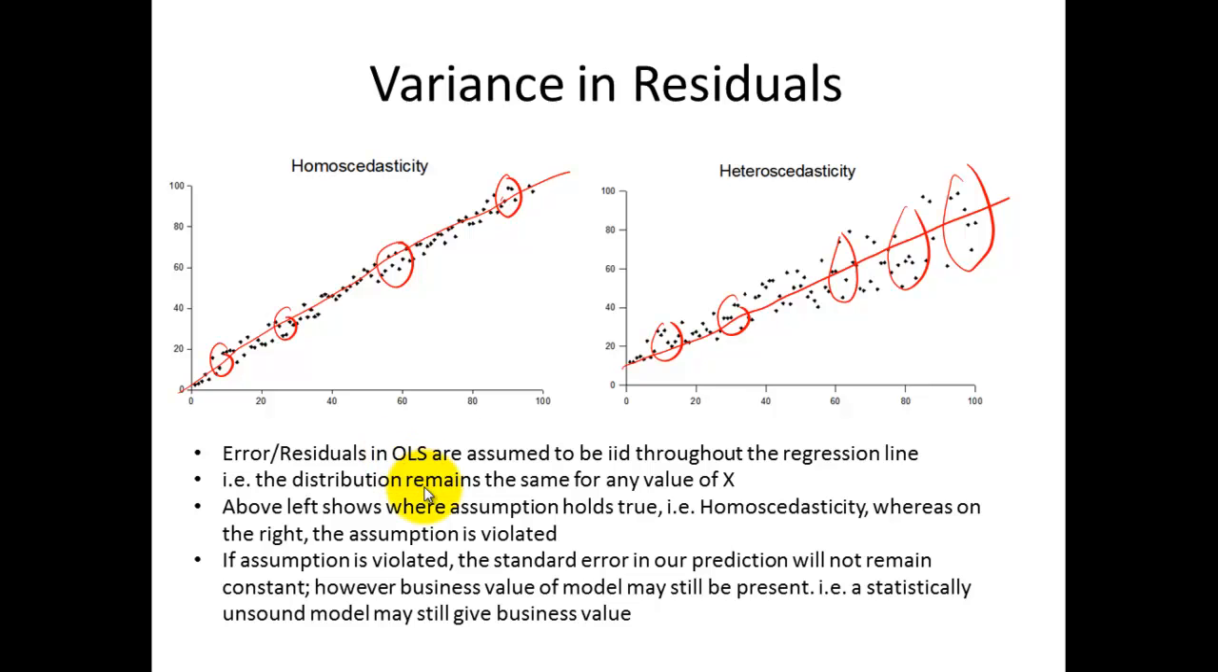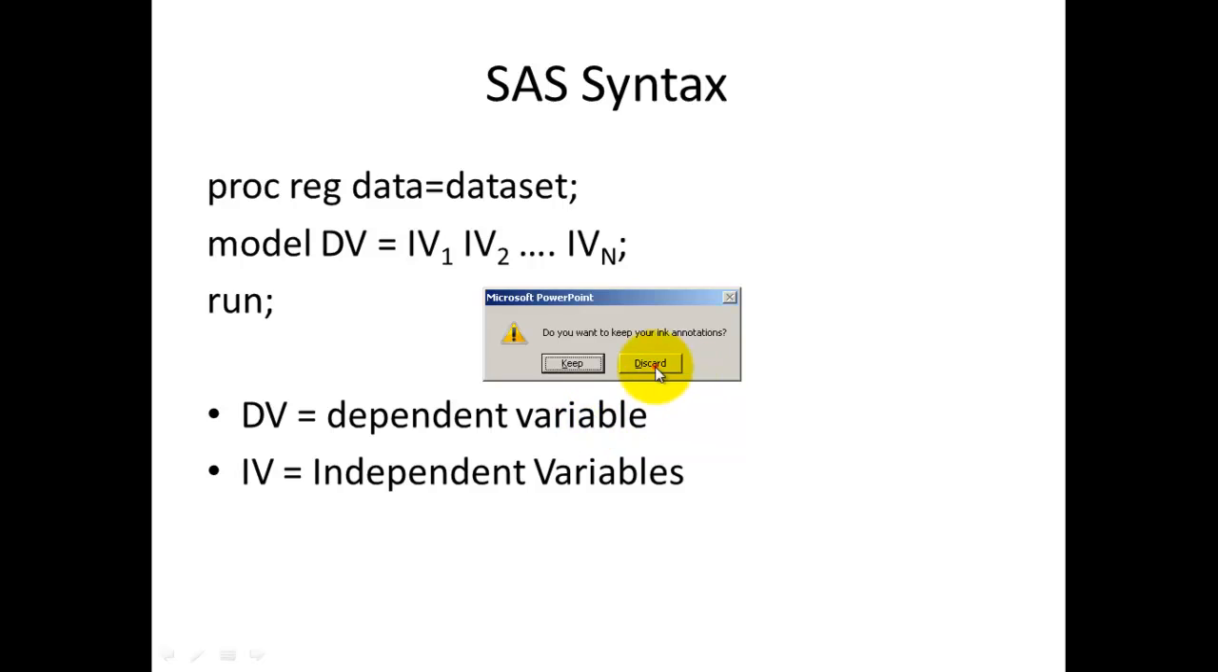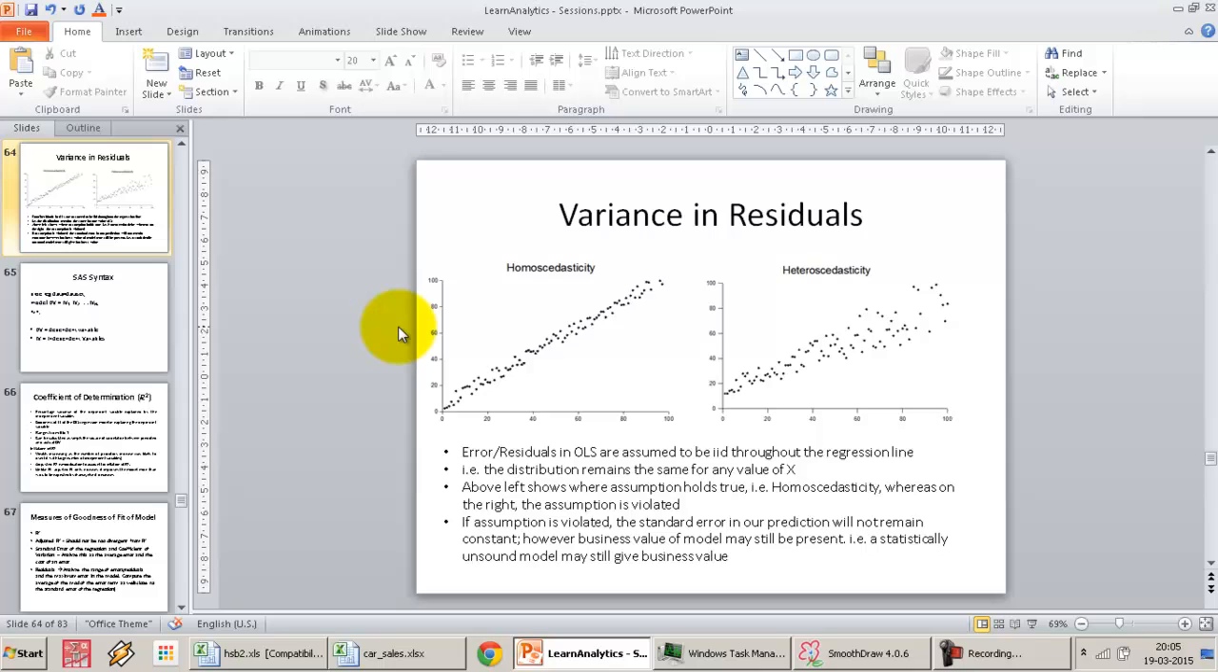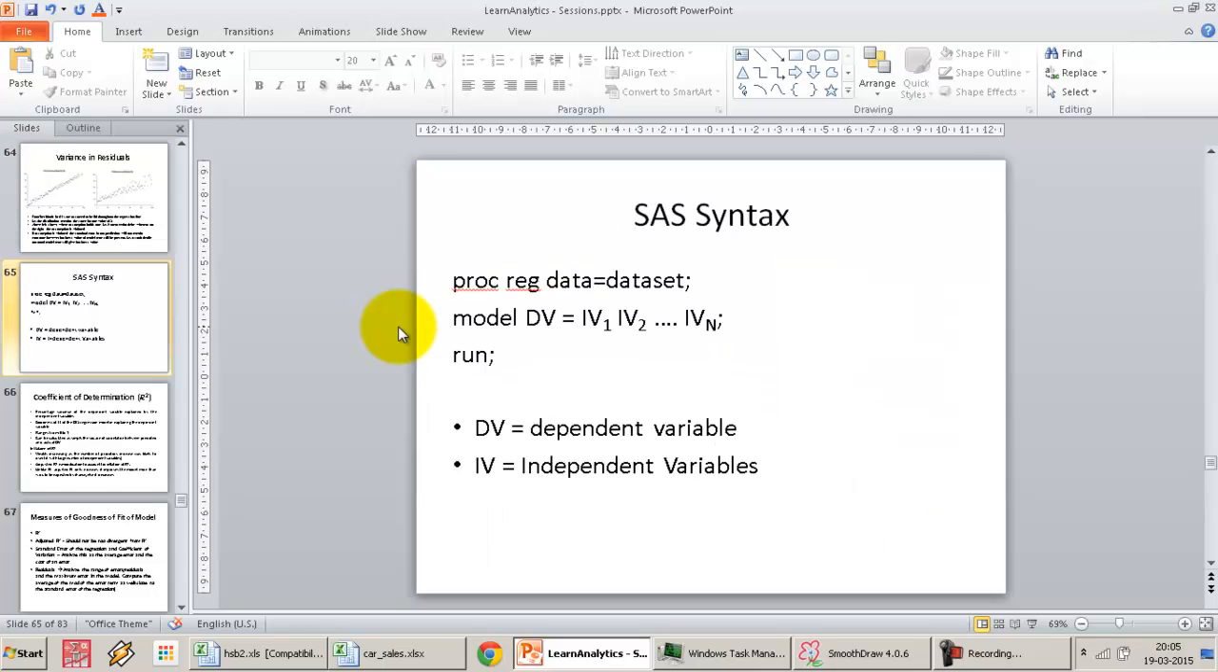Right. So these were the assumptions of OLS regression. Now I'm going to show you how to build a simple PROC REG procedure on SAS for ordinary least squares. We're going to do it for only one dependent variable and one independent variable, and I'll see you in the next lecture for this.